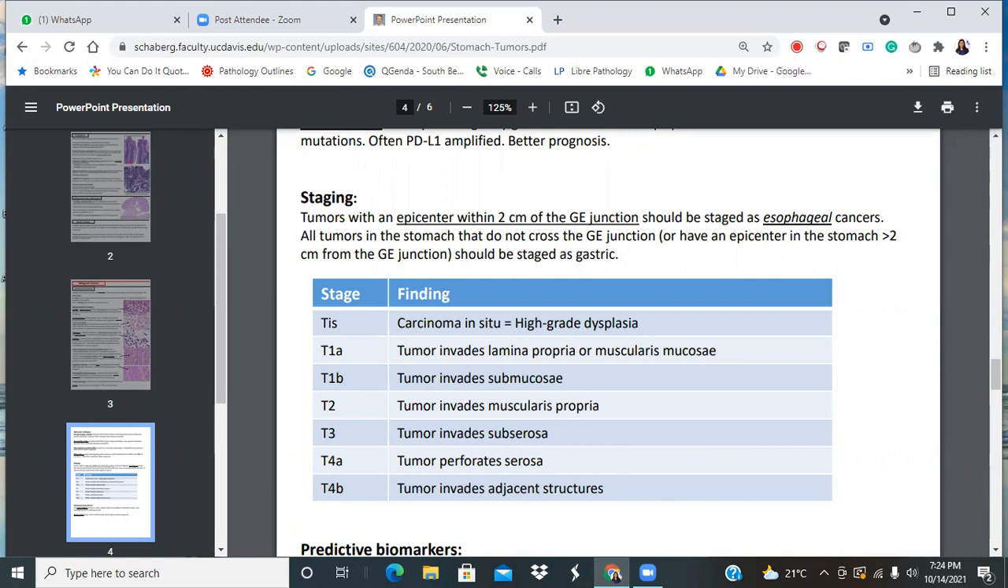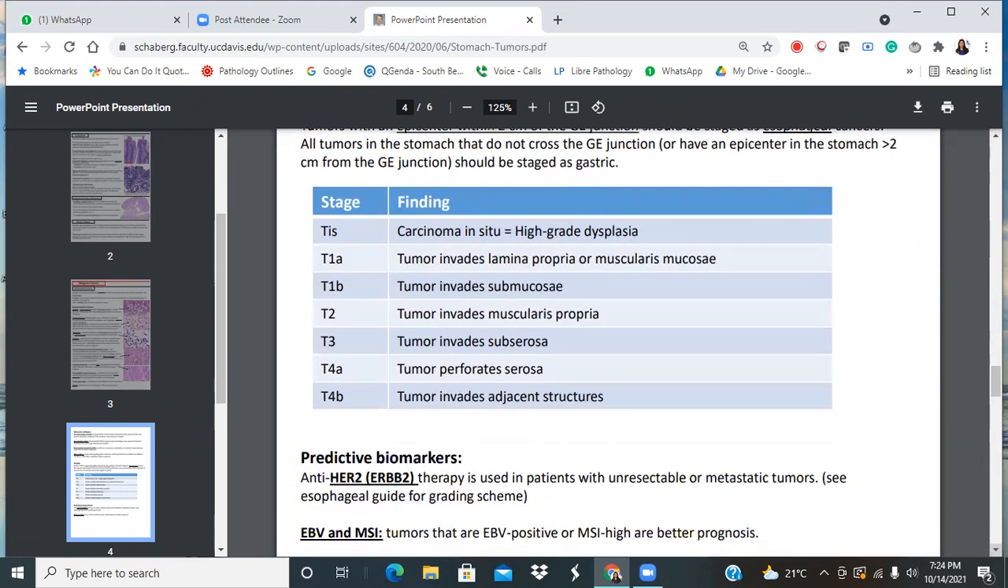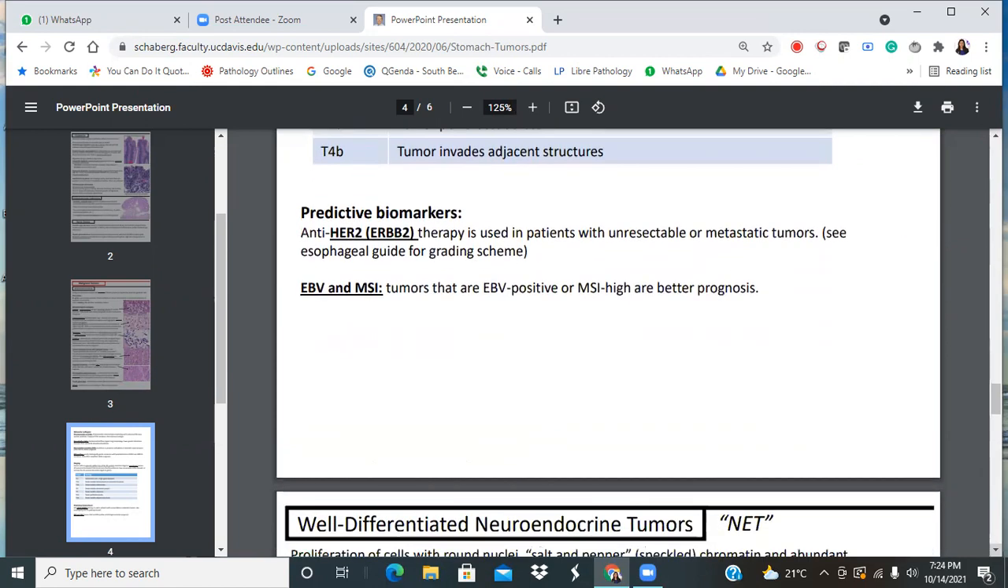Right, thank you. Yeah, that Z-line question is always there, right? Predictive biomarkers, anti-HER2 therapy is used in patients with unresectable or metastatic tumors, and we'll see the guide for the grading scheme. EBV and MSI, tumors that are EBV positive or MSI high, better prognosis.